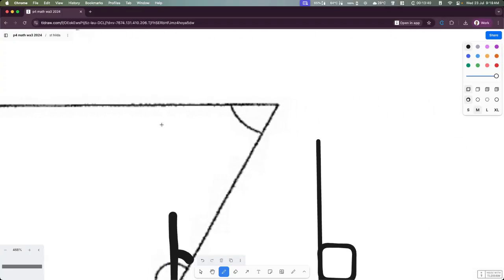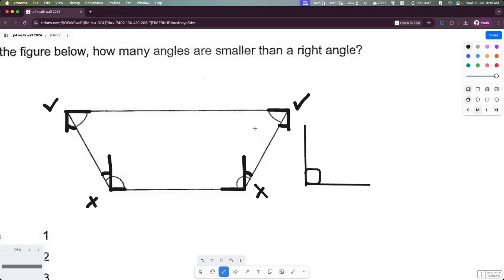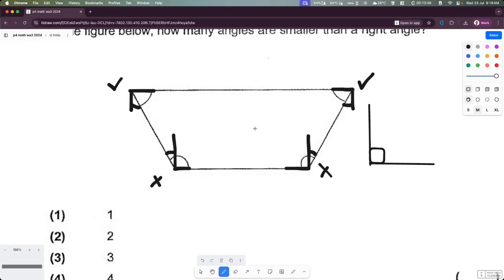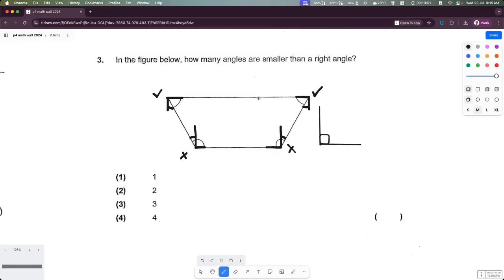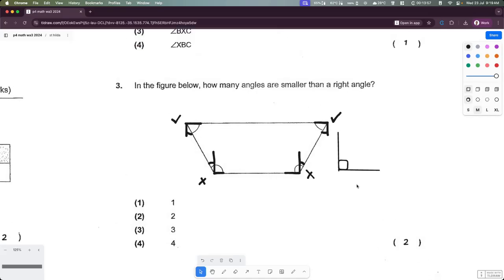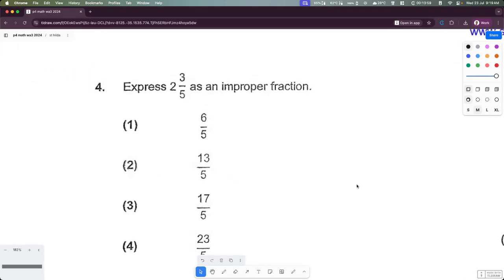Okay. And lastly, over here, we draw a right angle and it has some space, that means this is also smaller than the right angle. So that's the easiest way that you can do visually. So the answer should be number 2. In this case over here. Alrighty. Okay, let's move on to question number 4.